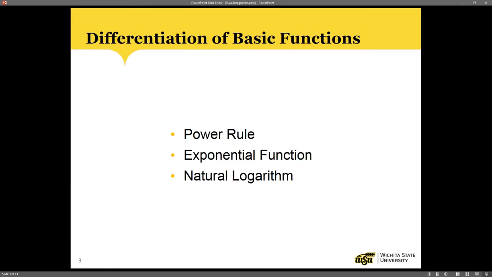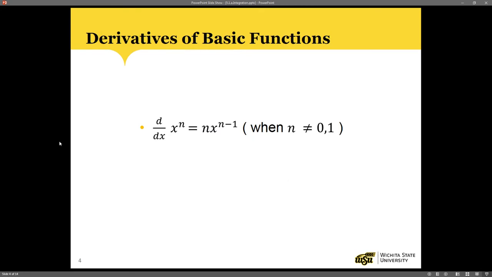Let's first review the power rule, the derivative of the exponential function, and the derivative of the natural logarithm. Remember, if n is not a 0 or a 1, then the power rule works for all other real numbers, and in particular for all the other integers. The derivative of x to the n is n x to the n minus 1. That means we multiply by the exponent and then subtract 1 from the exponent, as long as we have a polynomial term.